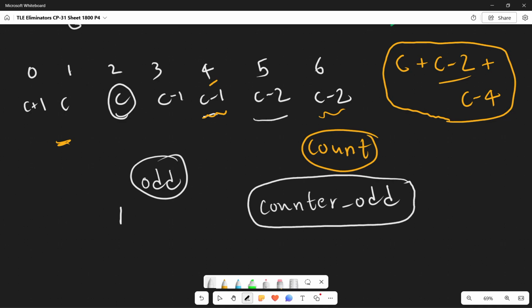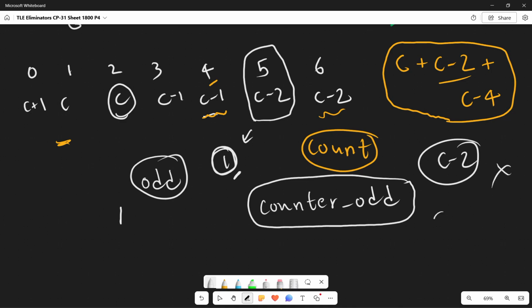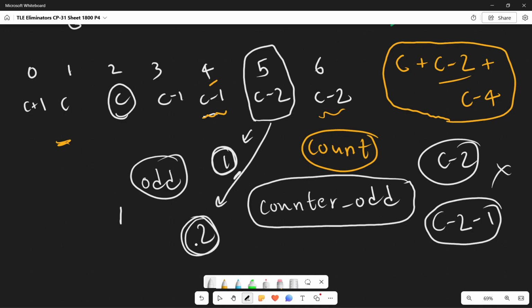So basically before 5, if I have encountered one odd element, then I will discard not C minus 2 elements, I will discard C minus 2 minus 1 element. And if there were two odd numbers spotted before 5, then I will discard C minus 2 minus 2 elements. Make sense? Yes, it absolutely does.